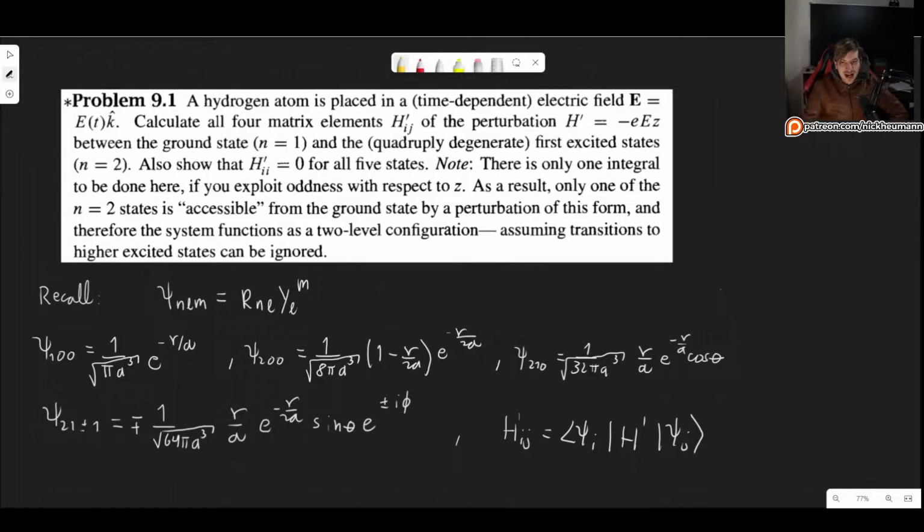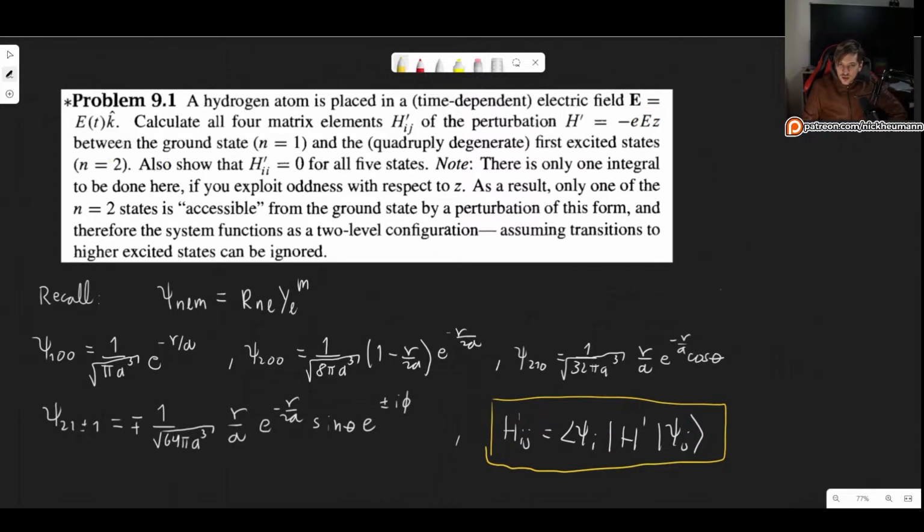It says, a hydrogen atom is placed in a time-dependent electric field, which is E as a function of time in the k direction. Calculate all four matrix elements H prime ij, and just keep in mind, H prime ij, as we saw in the previous video, is simply shorthand notation for the inner product of state psi i, H prime, state psi j, of the perturbation where H prime is minus e times big E times z. Okay, so this is in the z direction, of course.